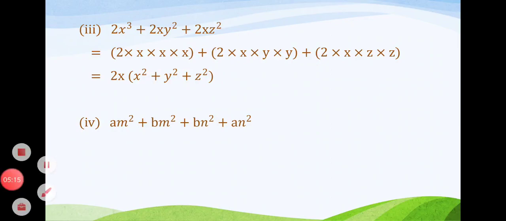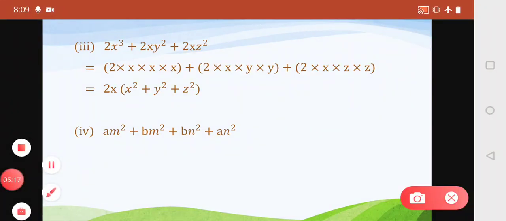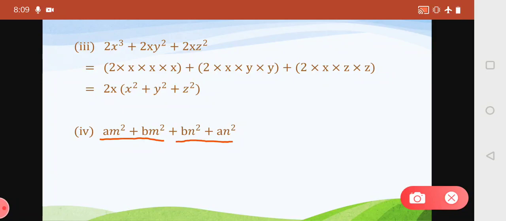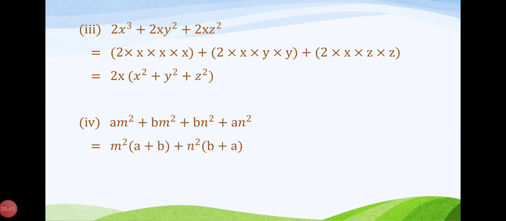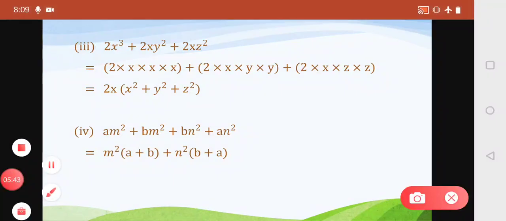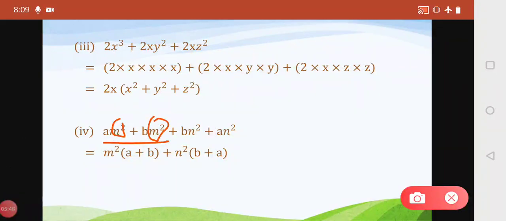So first we make groups of two terms at a time. That is, in the first group we can clearly see that we can take out m square common, and then another group is this. Here also we can see clearly that we can take out n square common. After making the groups, let's take out the common factor from both the groups. That is, from the first group we will take out m square common, and we will be left with a plus b.